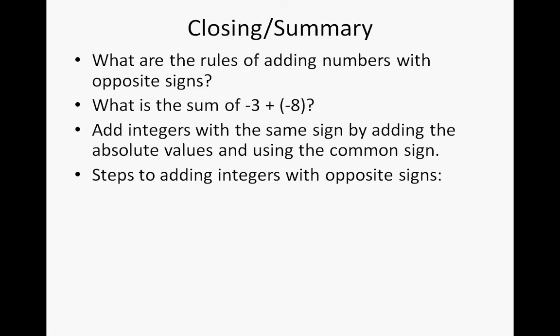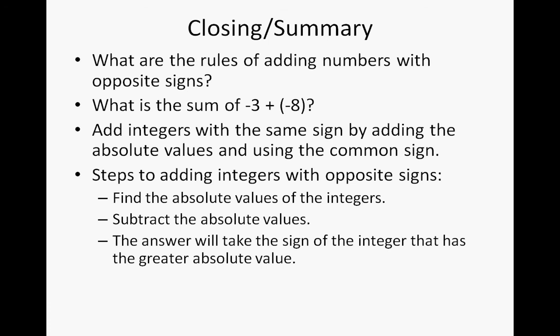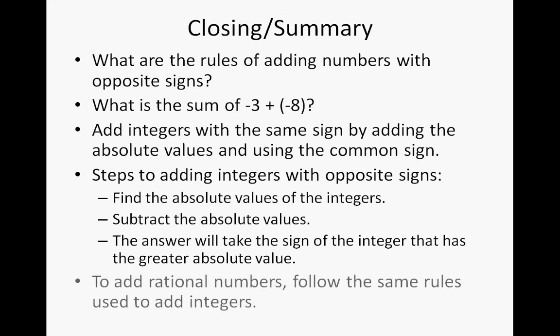And the steps to adding integers with opposite signs: First, find the absolute value of the integers. Then subtract the absolute values. And then the answer will take the sign of the integer that has the greater absolute value. And last but not least, to add rational numbers, you follow the same rules used to add integers.